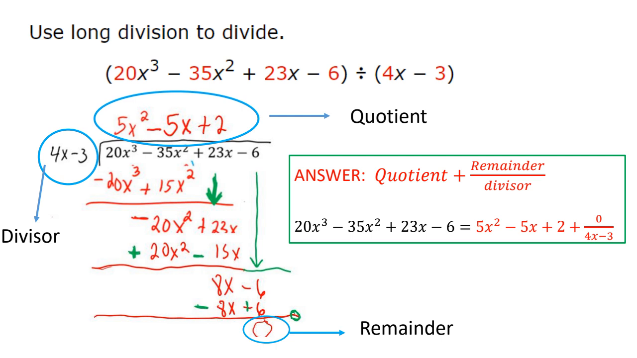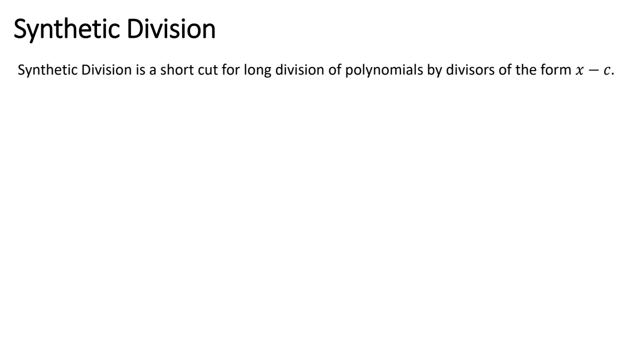Now, again, we put it on here for right now just so you can see how the answers are supposed to be put in on your homework in case you do have a remainder. But if you just put 5x squared minus 5x plus 2, the homework is going to be correct. Okay, it's going to be marked right. You don't always have to put it like this. Now, you can put it if you want to.